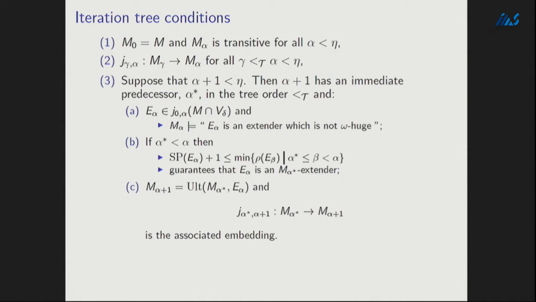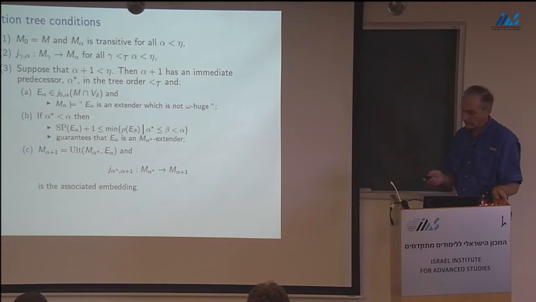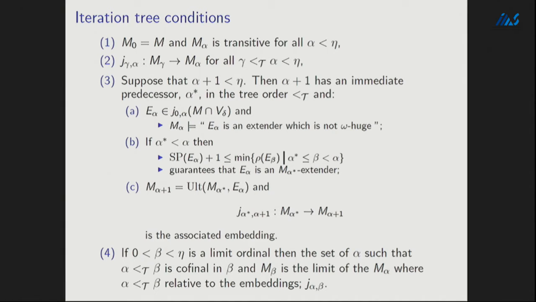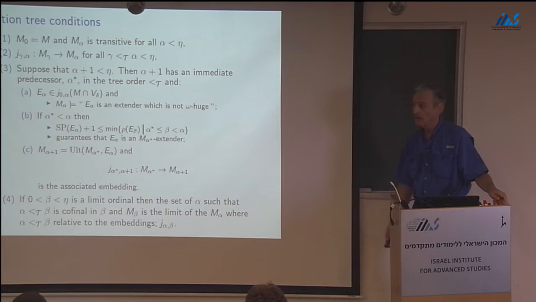Now I may not get something that's well-founded, but remember all the models have to be well-founded, so this has to be a well-founded ultrapower. The extender is not necessarily in the model I'm taking the ultrapower of. So M alpha plus 1 is the ultrapower, and J alpha star alpha plus 1 is the associated embedding. At limit stages, the tree predecessors have to be cofinal in the ordinal, and M beta is just the direct limit of the M alphas for alpha tree less than beta under the associated embeddings. So that's all an iteration tree is.